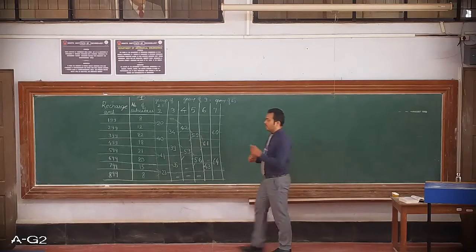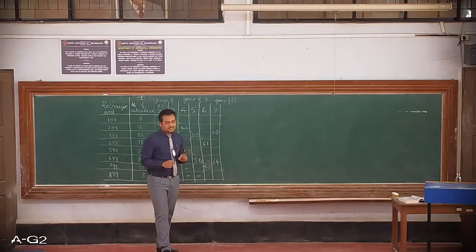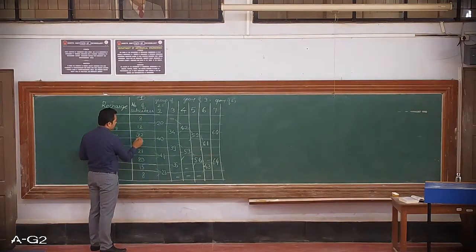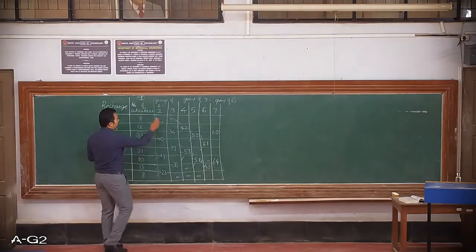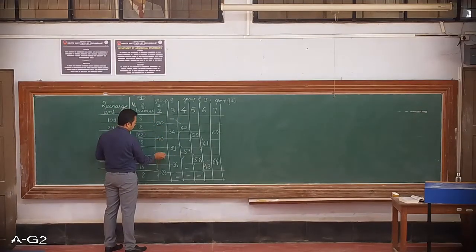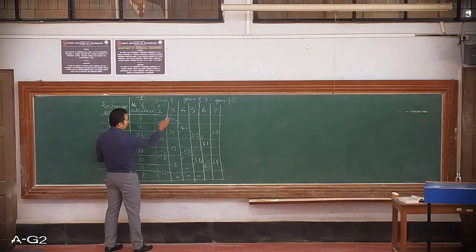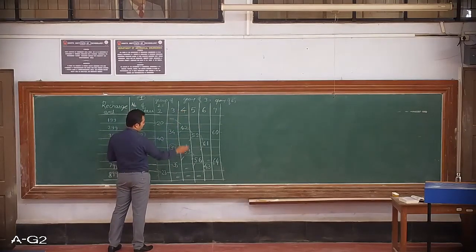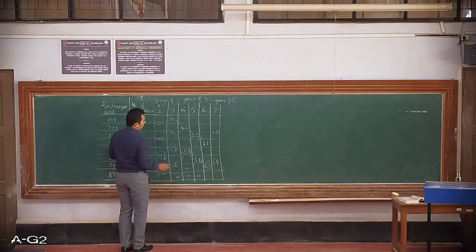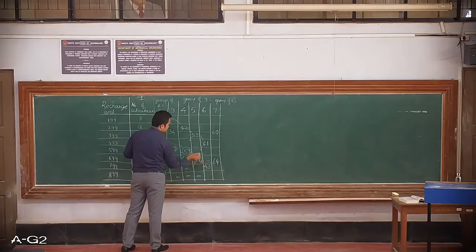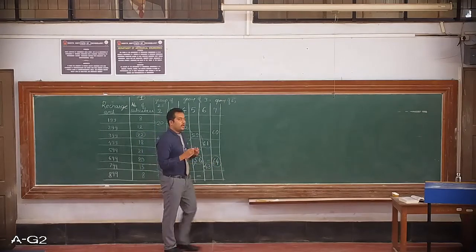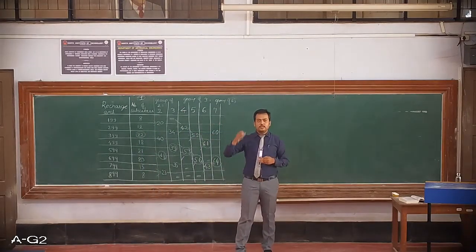Now from each column, let me highlight the highest value. From column 1, the highest value is 22. From column 2, the highest value is 41. From column 3, the highest value is 39. From column 4, the highest value is 59. From column 5, it is 56. From column 6, it is 61. And from column 7, it is 64. So we have just highlighted the highest values from each column.